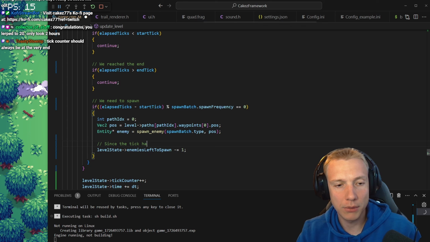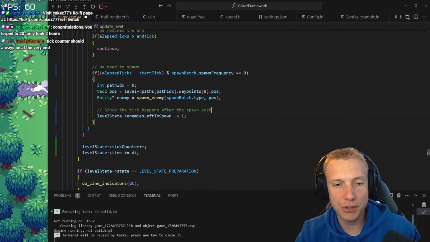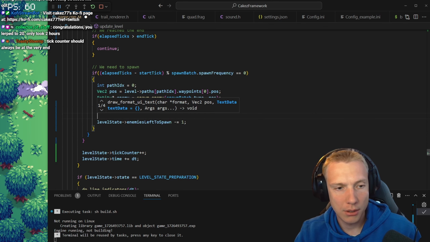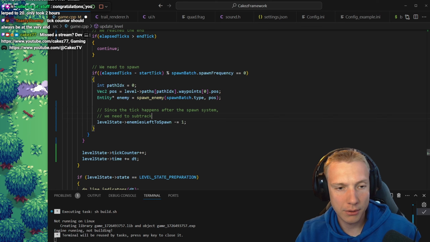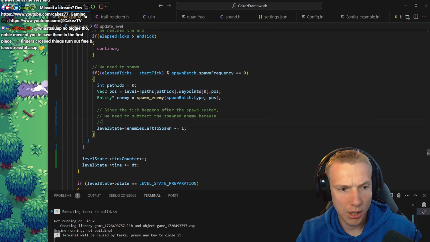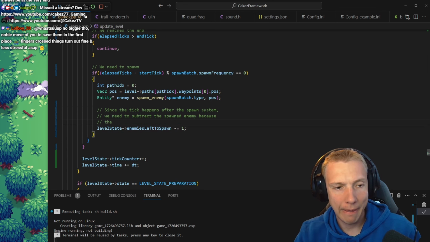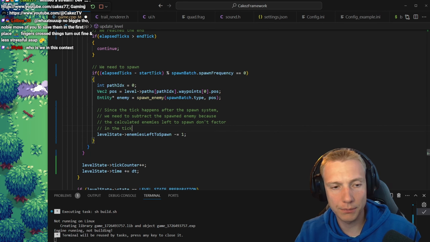Since the tick happens after the spawn system, we need to subtract the spawned enemy because the calculated enemies left to spawn don't factor in the tick yet.